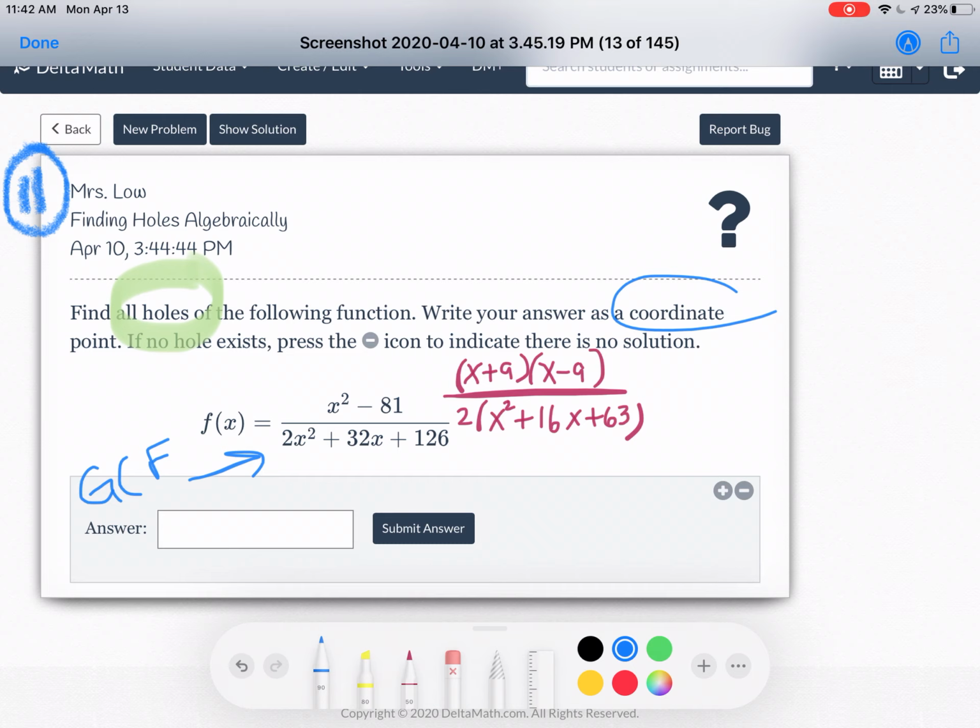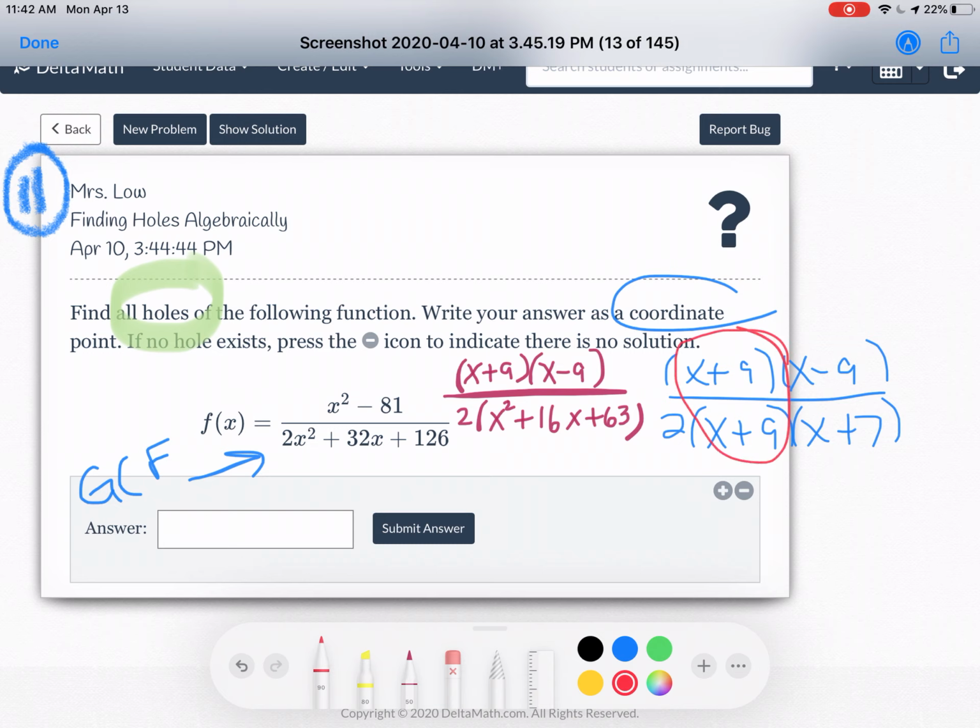Okay, so we've got to keep factoring. So I already did the top. I've got to factor a little more. Don't forget that GCF. I don't know if I already said that. So we have plus 9, and we have plus 7. Okay, so here it is. Right here is the hole, right? So you set that equal to 0, and we get a hole at x equals -9.